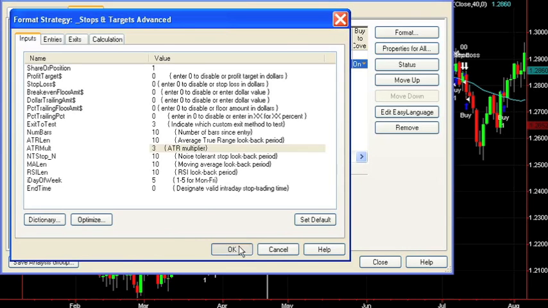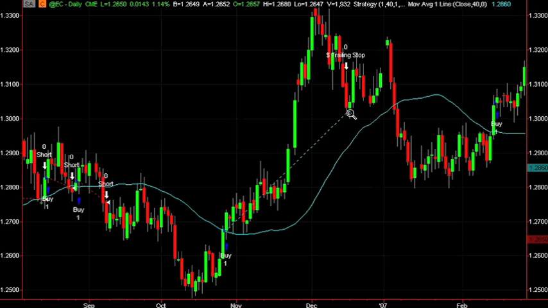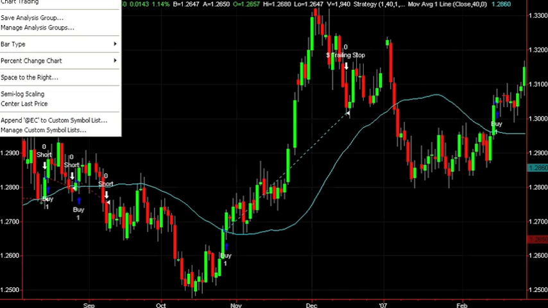Let's see what that looks like. Okay, here's a good example. We go in along here. Our trailing stop is following up, and the dollar trailing stop is hit. Here's another example. So that's our ATR trailer.